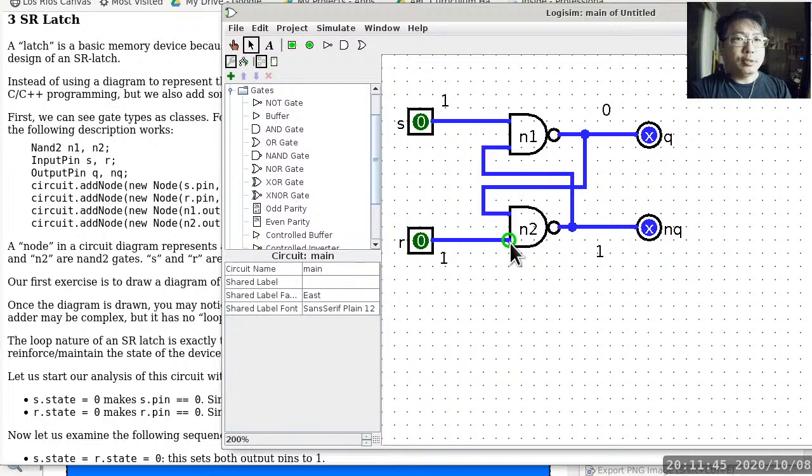So N2 still has at least one of its inputs being a 0, which means N2 will continue to output a 1. Okay, what do you mean by 0, Dawood? N2 continues to output a 1 because N1 is still outputting a 0. Is that okay? All right.